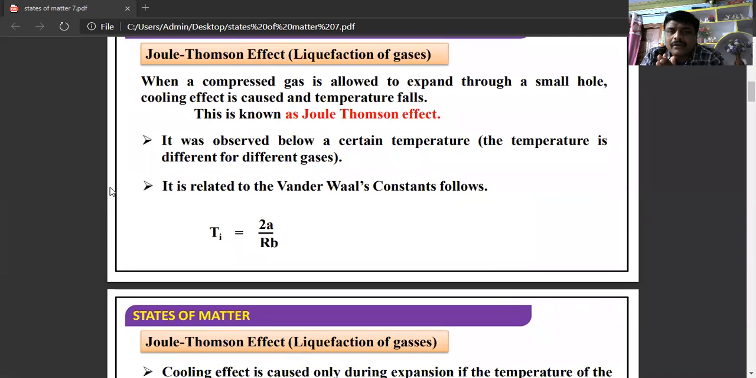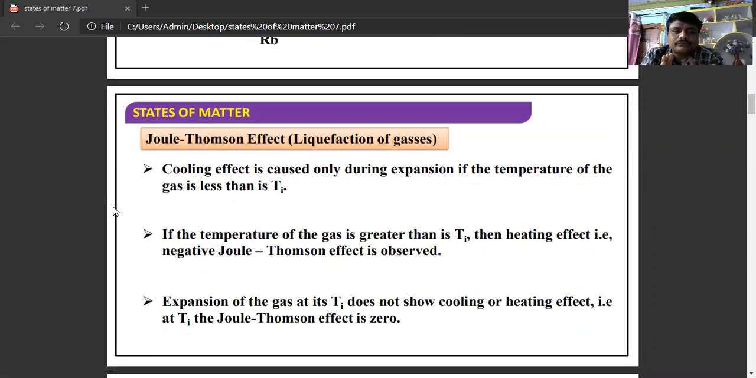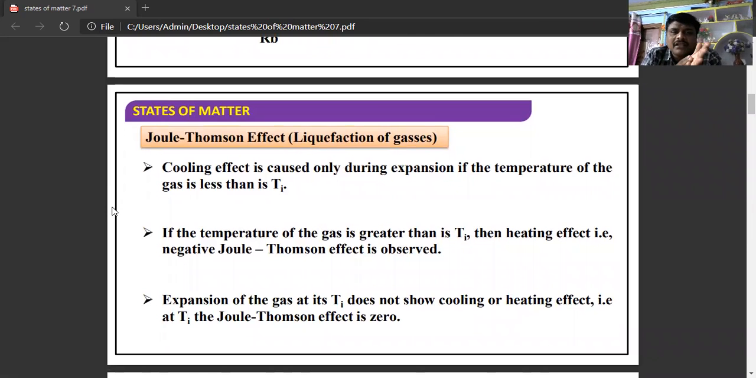It was observed below a certain temperature, and that temperature will be different for different gases. It is related to the Van der Waals equation: Ti, the inversion temperature, is equal to 2a by Rb. The cooling effect is caused during expansion only if the temperature of the gas is less than that particular Ti. If the temperature is greater than Ti, a heating effect, that is a negative Joule-Thomson effect, is observed.